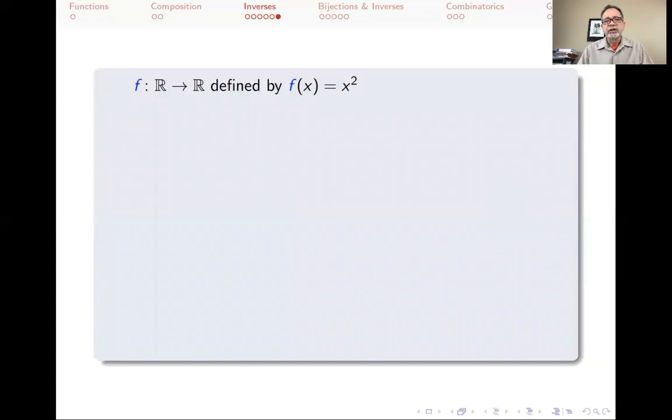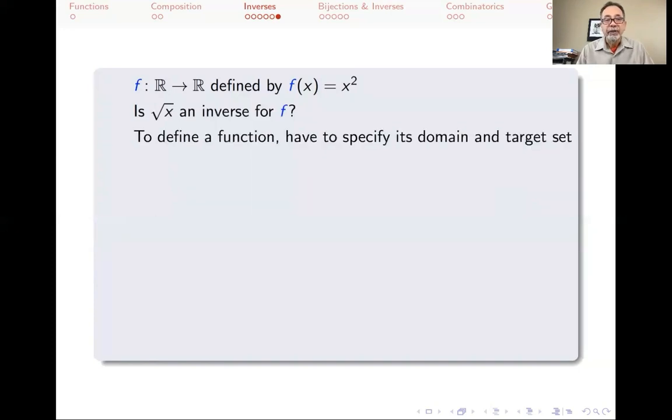Let's say that the function from reals to reals, you feed real numbers into this function and out comes a real number, is defined by your favorite function f of x equals x squared. Is square root of x the inverse for f? First of all, just saying square root of x is the inverse, I haven't really defined for you what the function is. I have to tell you what the domain and the target set are, what the domain and the codomain are, before I have told you what a function is.